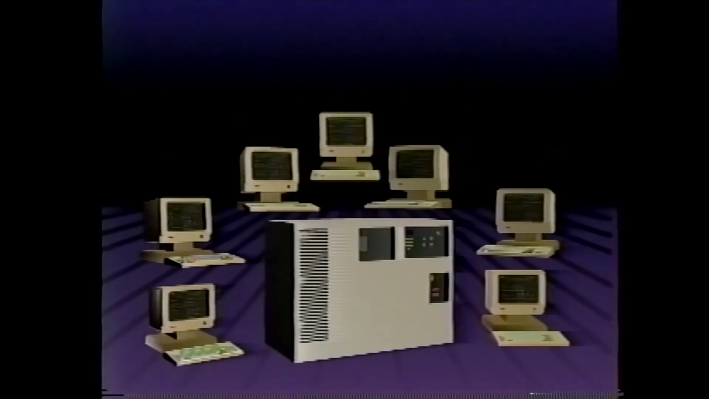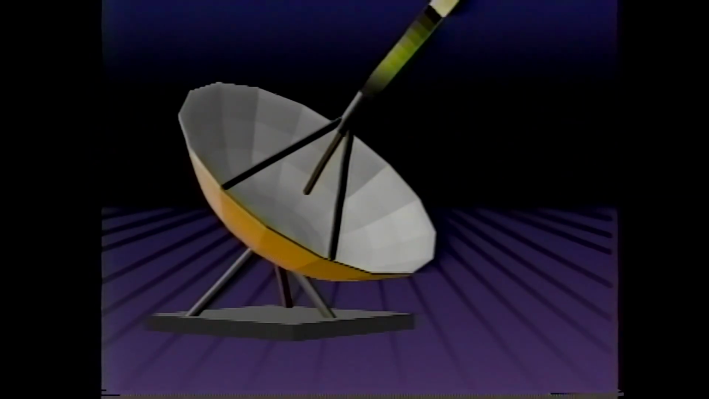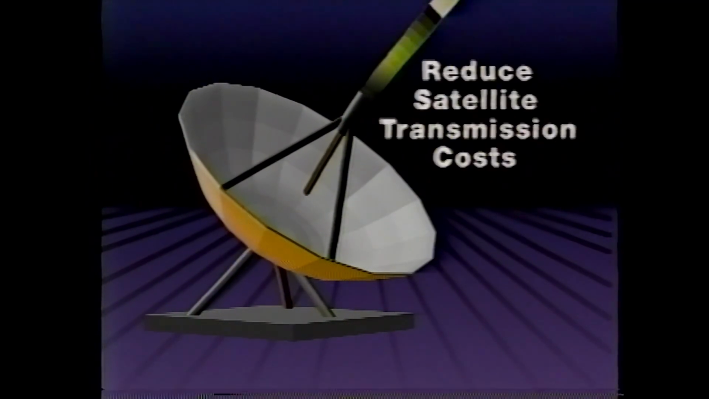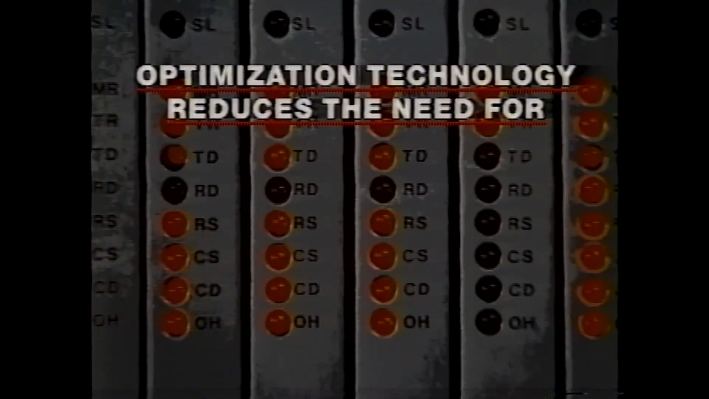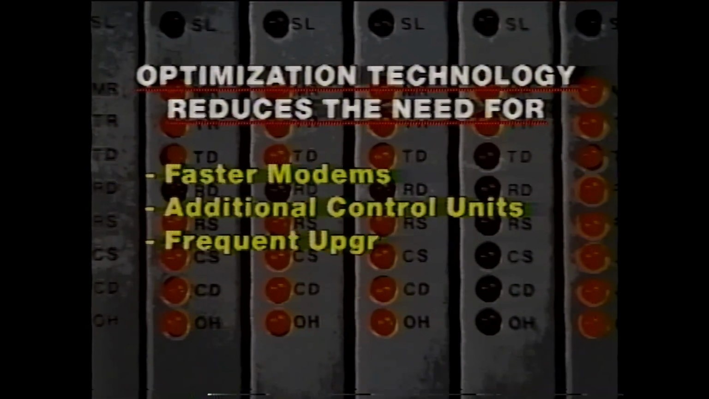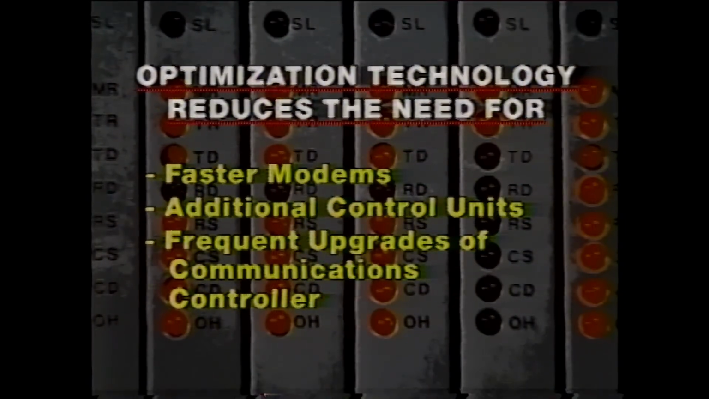In fact, you can add terminals to your control units, and you can extend them to additional sites. You may even find that you're able to reduce the speed of the links you have. Because the data streams have been drastically reduced in size, UltraOpt VTAM can reduce satellite transmission costs when you pay by the number of characters transmitted. And your organization will save on equipment costs because this technology reduces the need for faster modems, additional control units, and frequent upgrades of the communications controller.